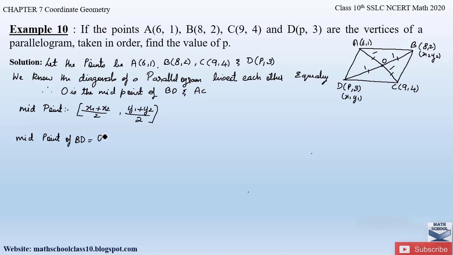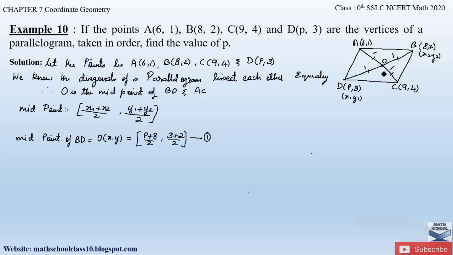So the coordinates of point O, that is x, y is equal to, what is x1 plus x2? x1 here is P and x2 is 8. So (P plus 8) divided by 2 and (y1 plus y2) by 2, that is (3 plus 2) divided by 2, right? So let us take this as equation number 1.